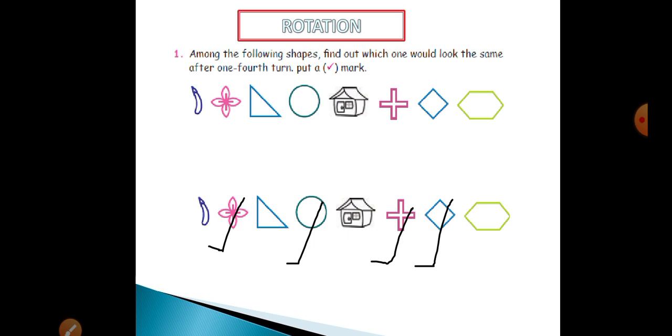Among the following shapes, find out which one would look the same after 1/4 turn. So first one brinjal and second one flower, third one triangle, fourth one circle, and after that house, and then plus symbol, after that square, and after that polygon shape are given here. While taking 1/4 turn, the flower and the circle, after that addition symbol, after that square, these alone will look the same without any change in the original picture.